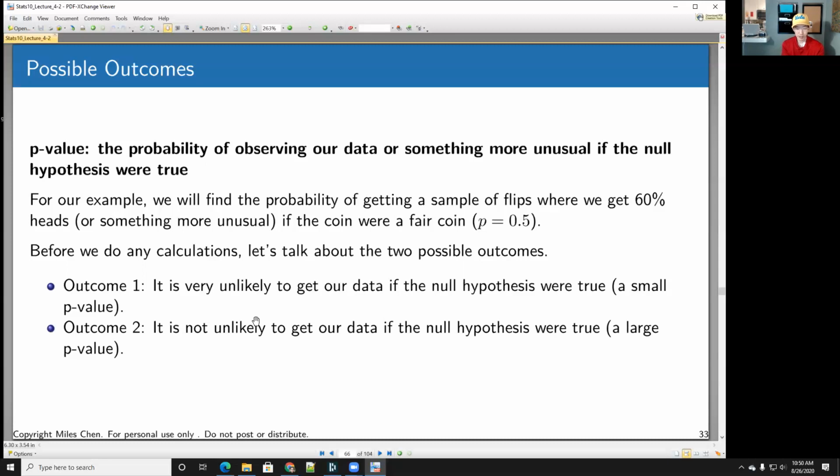On the other hand, if we flipped the coin only 10 times and we got 6 heads and we did the calculations, it would turn out that it's not unlikely. There's actually a high probability of getting 6 heads out of 10 flips. The outcome where the coin lands heads 6 times out of 10 is not an unusual outcome, and in that case, you would have a large p-value.